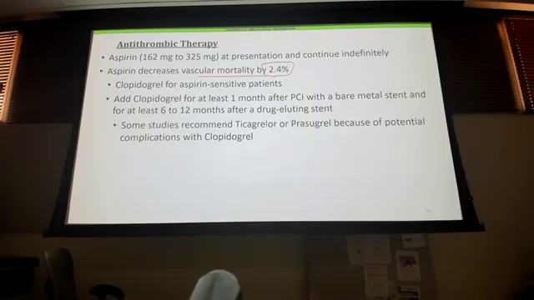Okay. We also will give aspirin in the setting of a patient who gets cardiac stents placed, and typically we'll do clopidogrel and aspirin, so dual antiplatelet therapy for at least 1 month if they get a bare metal stent, and 6 to 12 months after a drug-eluting stent. But usually we'll do that dual antiplatelet therapy. Clopidogrel can be used as monotherapy in patients who are aspirin sensitive.